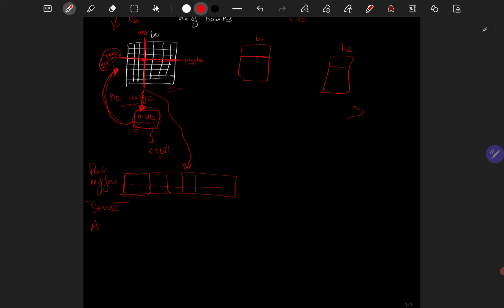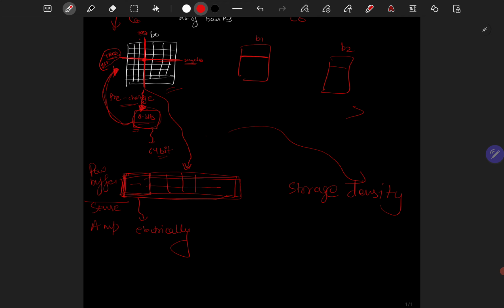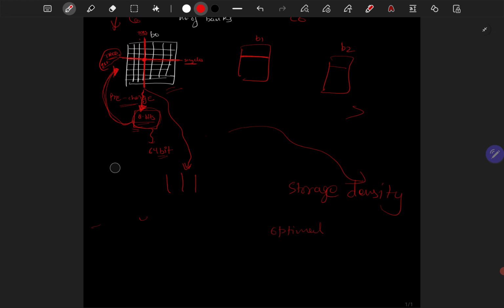Now these are very large in size electrically. These are electrical components and they occupy a lot of space. So we cannot have more banks, as this row buffer or sense amplifier will consume a lot of space and my storage density will decrease inside a particular chip. So this is to be kept in mind, and an optimal number of banks has to be ensured, not too much, not too little. So this is the concept of having more banks.